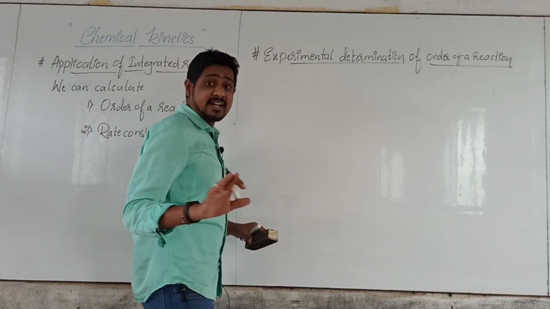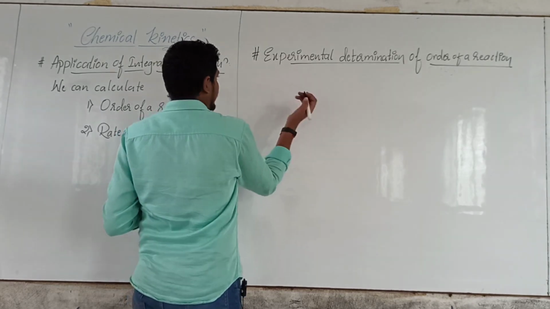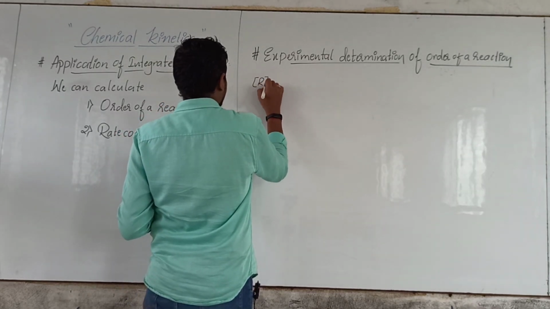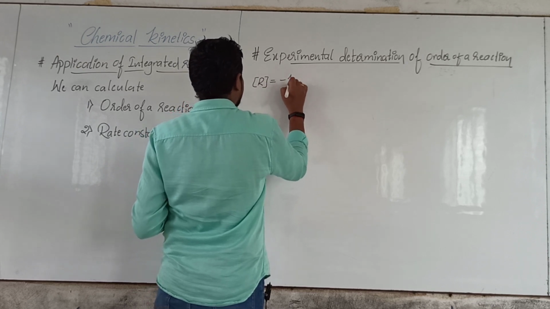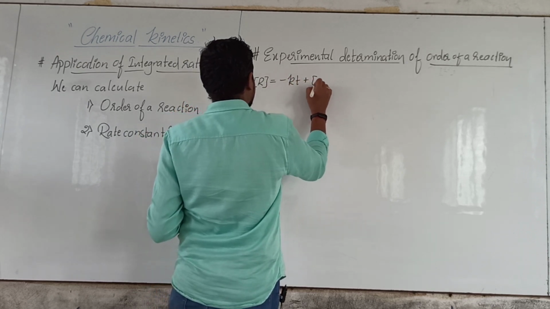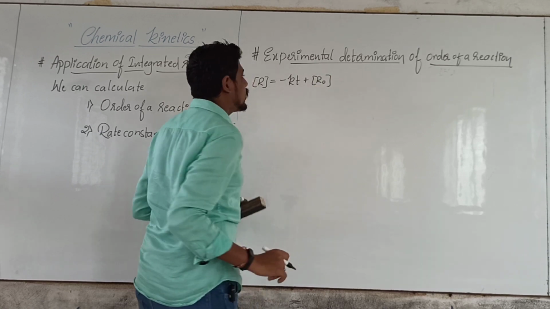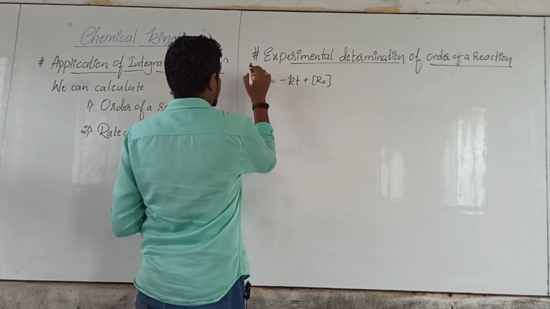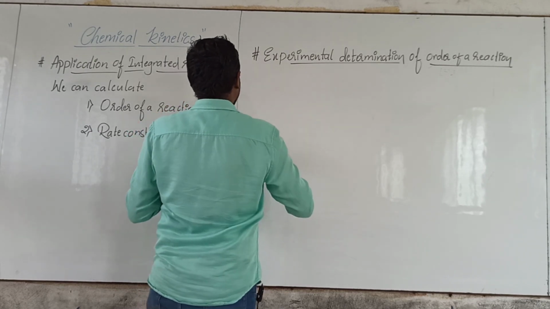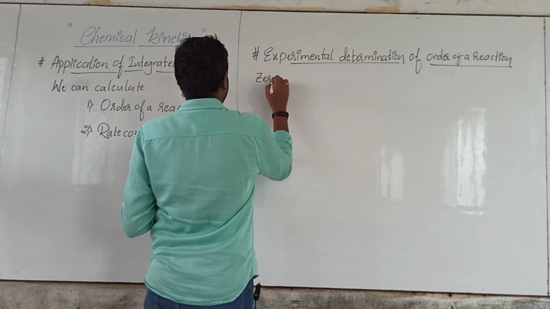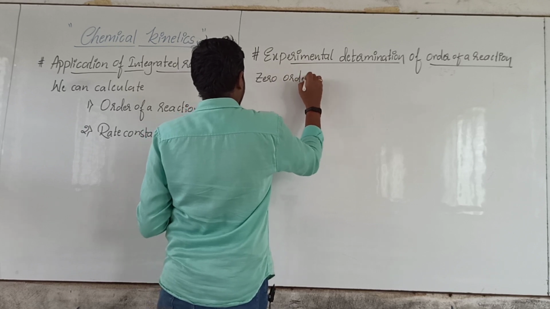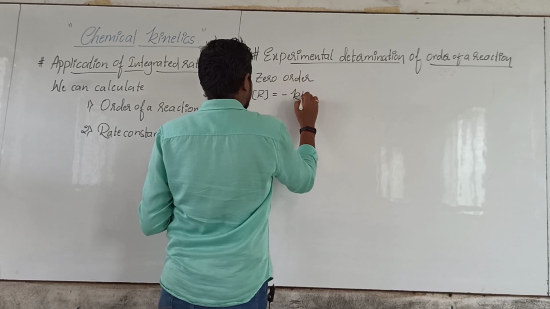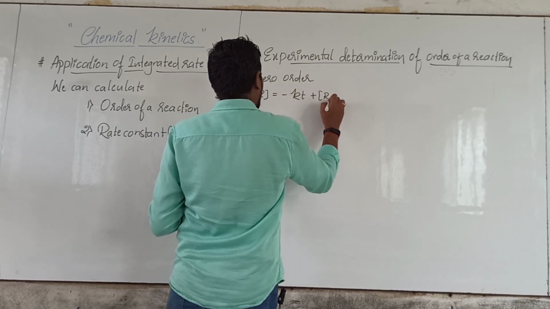We have integrated rate equations, isn't it? I'll write it here. For zero order, R is equal to minus kt plus R naught. Remember, this is for zero order. So what is the equation? R is equal to minus kt plus R naught.